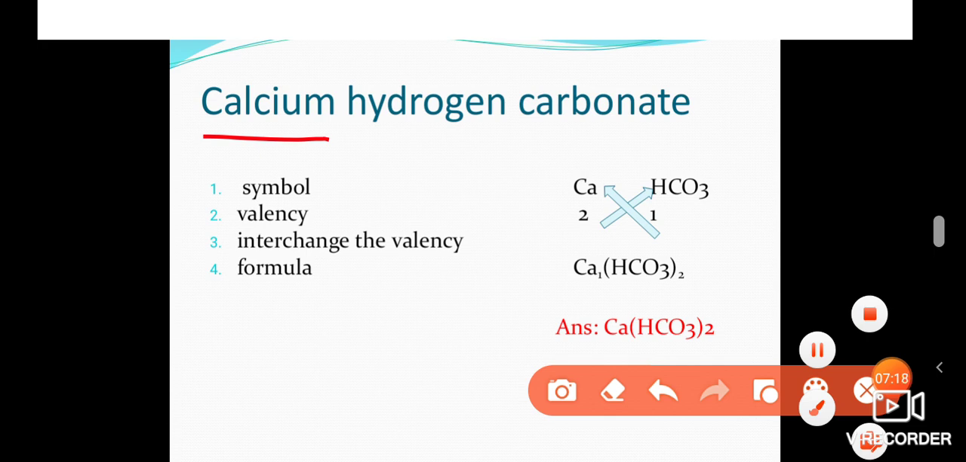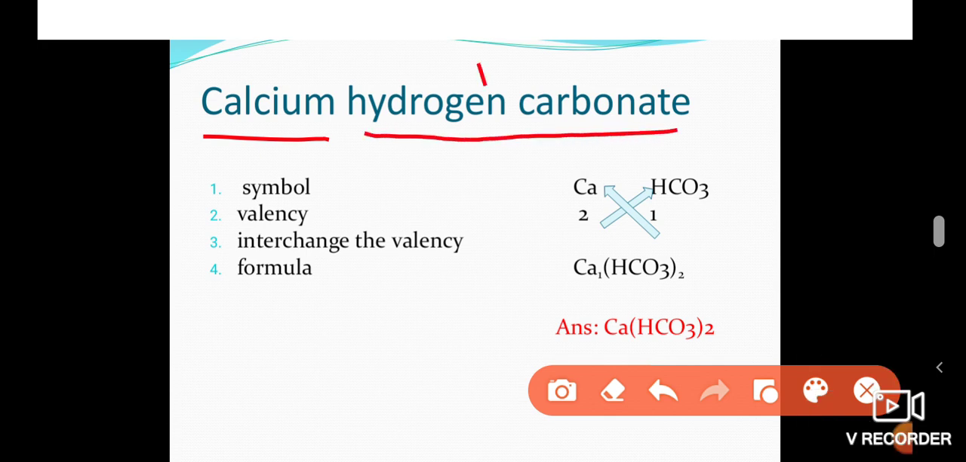And what is the symbol for hydrogen carbonate? HCO3 minus. It is a negative ion. Calcium is a positive ion, Ca2 plus. Now, the first step is to write the symbols.